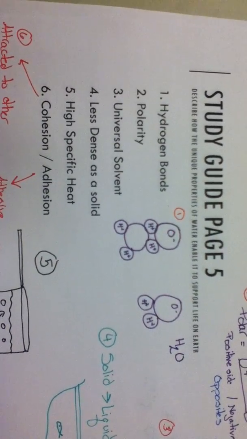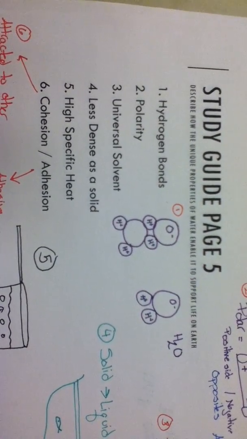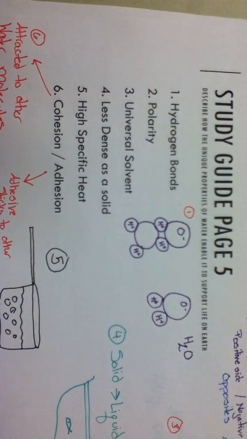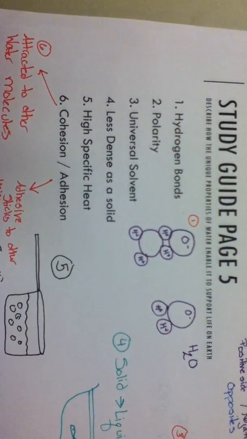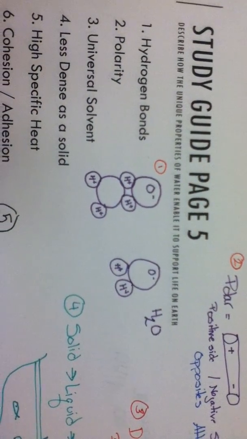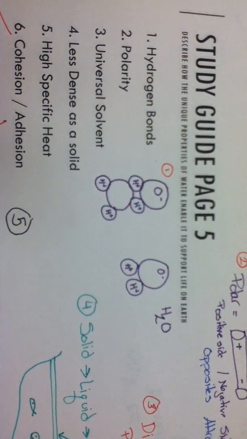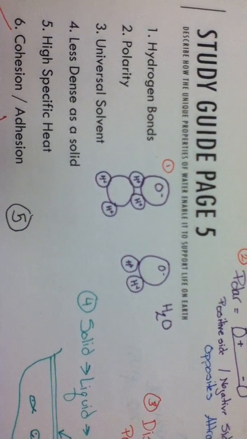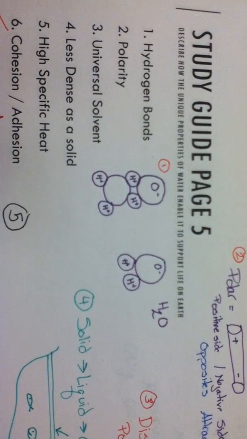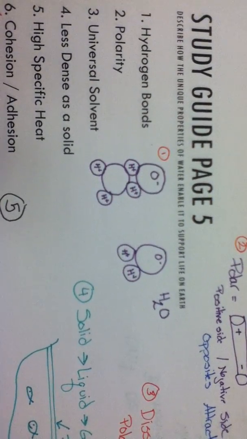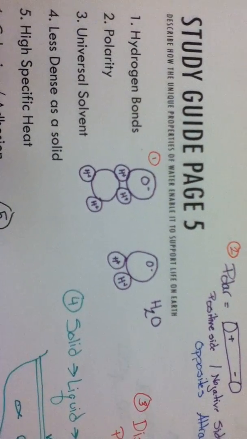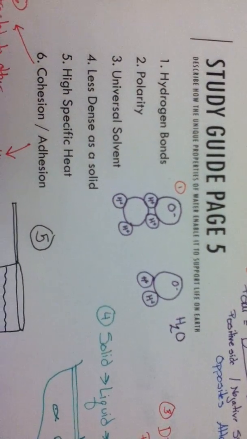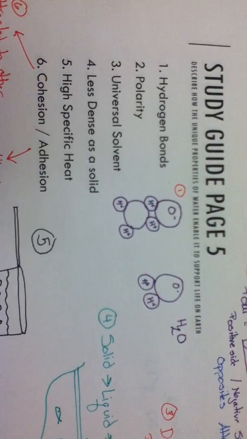Page 5 says, describe how the unique properties of water enable it to support life on Earth. The first thing we'll look at is water's hydrogen bonds. You can see that water is connected through its hydrogens, and these hydrogen bonds are a unique situation that causes a lot of water molecules to stick to each other. The more water molecules you get together, the stronger their bonds become. So that's one of water's unique qualities.